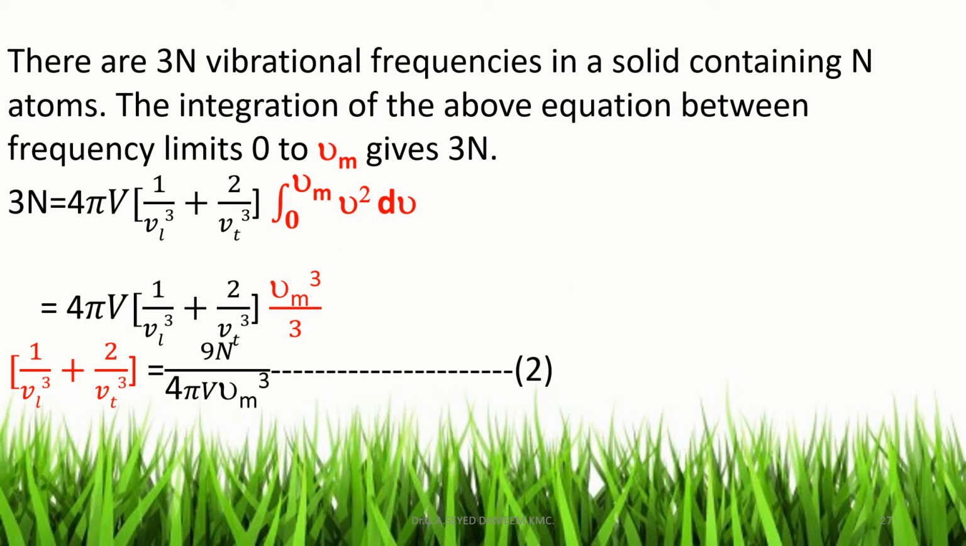On integrating and substituting the limits, we get the equation 4πV [1/v_l³ + 2/v_t³] ν_m³ divided by 3. From this equation, the value of [1/v_l³ + 2/v_t³] is given by 9N divided by 4πV ν_m³. That is, by simplifying the above equation, we get equation 2.